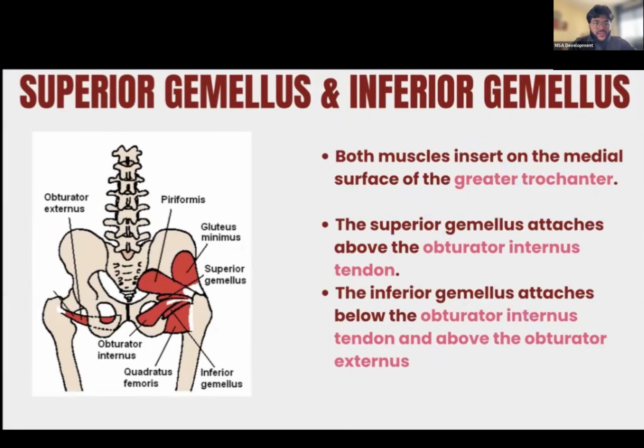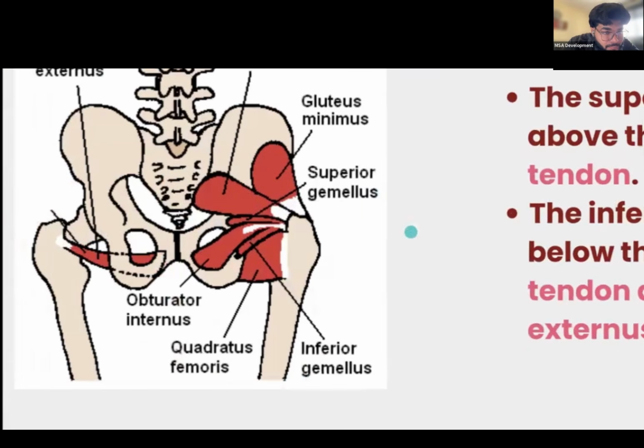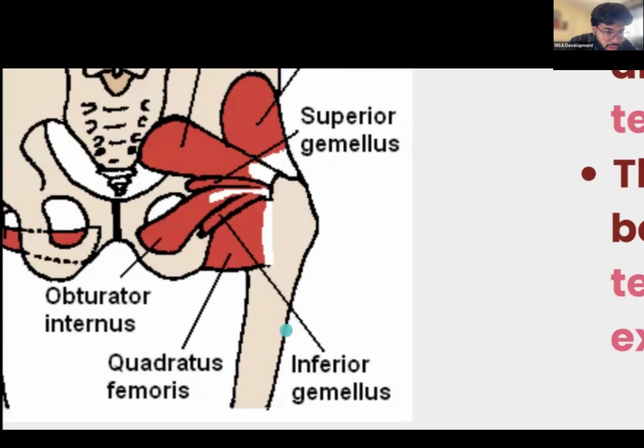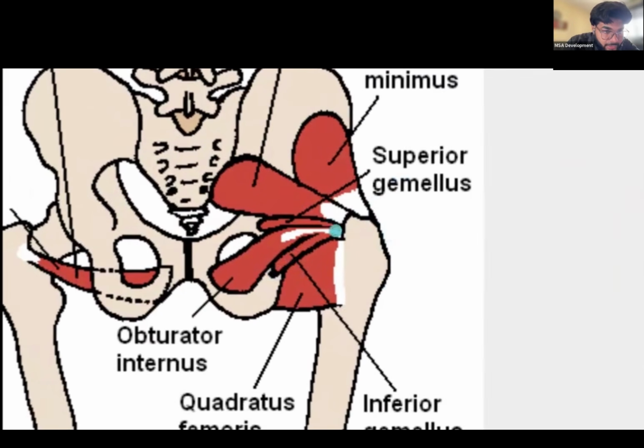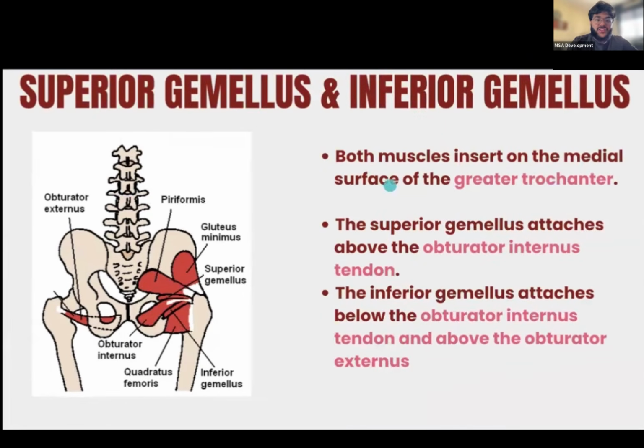Next up, let's talk about the superior and inferior gemellus muscles. These muscles are over here. You can see this is your superior gemellus muscle, and over here is your inferior gemellus muscle, and between the superior and inferior gemellus you have your obturator internus. Both these muscles will insert on the medial surface of the greater trochanter of the femur. The superior gemellus will attach above the obturator internus tendon, and the inferior gemellus will attach below the obturator internus muscle and above the obturator externus.